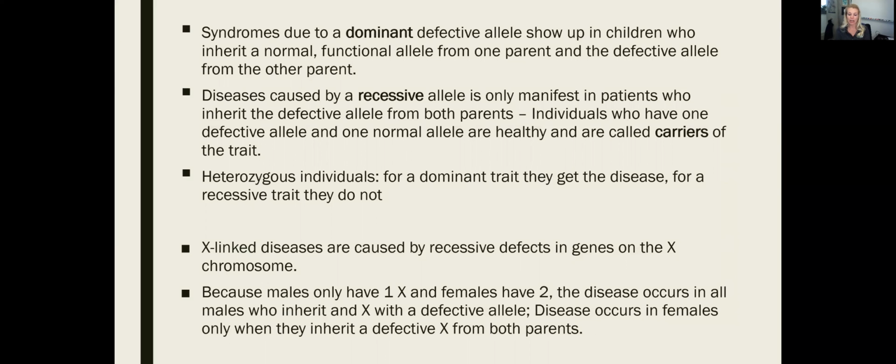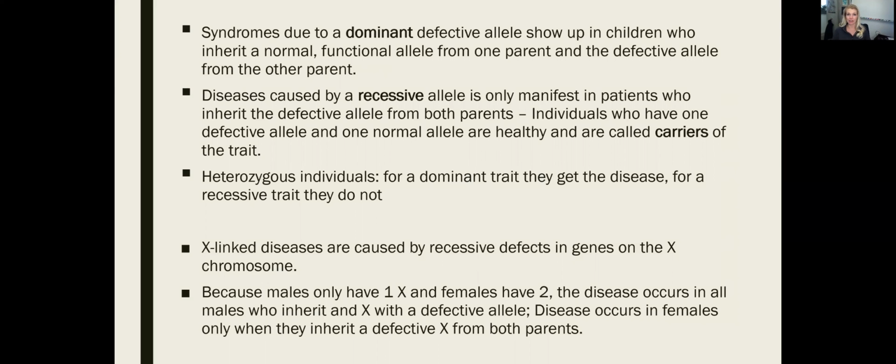Both of the parents that had the defective allele but not the disease are called carriers. So we can have heterozygous individuals; for a dominant trait, they'll get the disease, but for a recessive trait, they will not have the disease, because for the recessive you need two copies of the defective allele, but for the dominant you only need one. You need to be homozygous recessive in order to have the recessive disease.